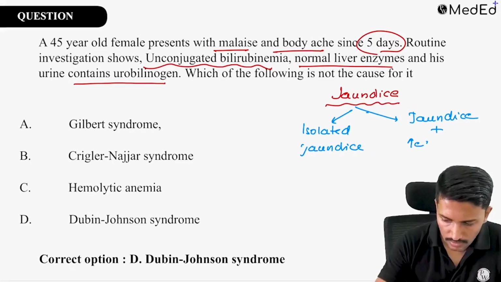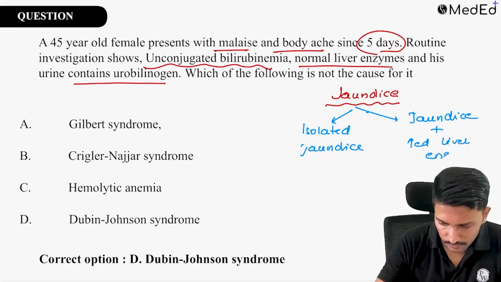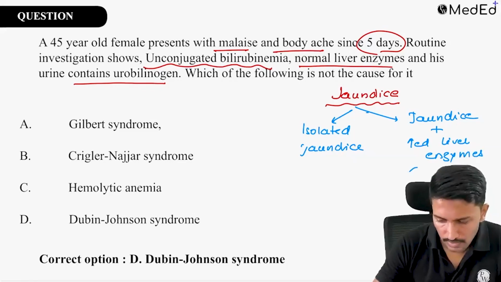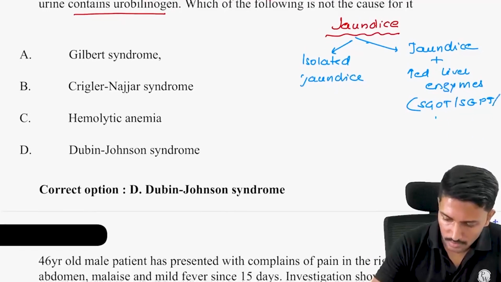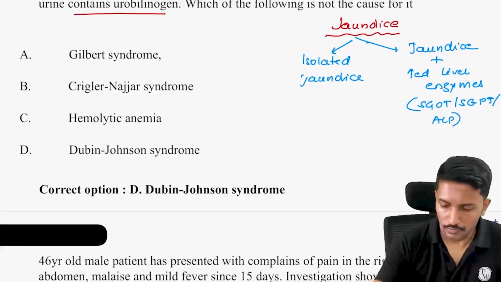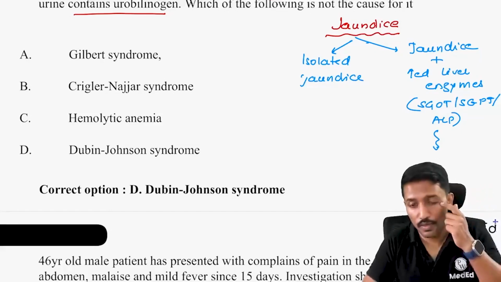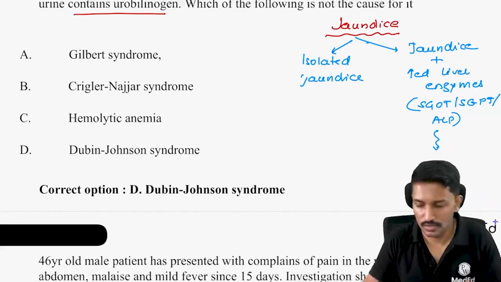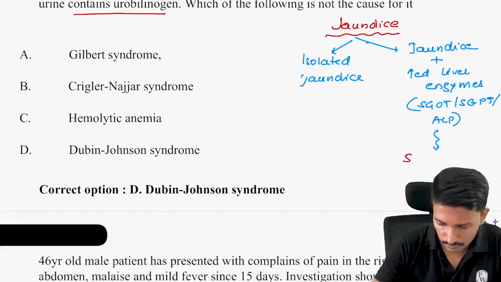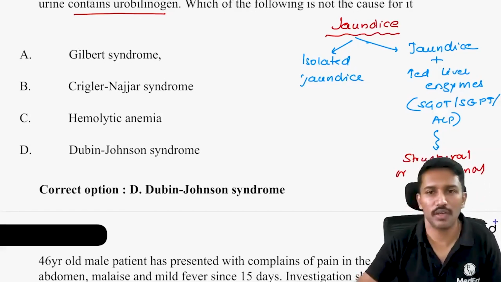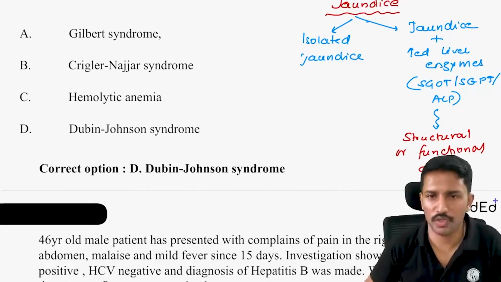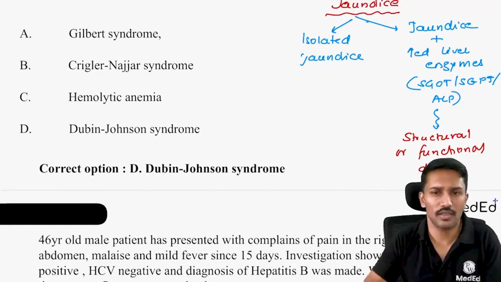plus elevated liver enzymes, right? Elevated liver enzymes means SGOT, SGPT, which is nothing but your ALT, AST, and your alk-phos. Okay. Now, if you have a condition where you have impaired liver enzymes plus jaundice, then you have a structural or functional liver disorder. Okay, so you may be having viral hepatitis, you may be having cirrhosis, plenty of causes come into picture, autoimmune hepatitis, alcoholic hepatitis, non-alcoholic steatohepatitis.